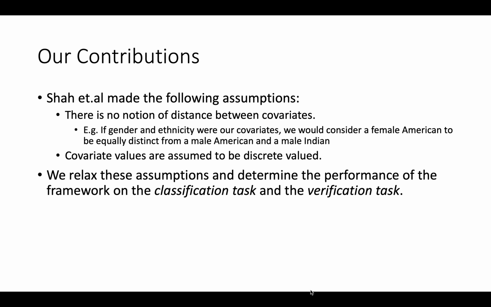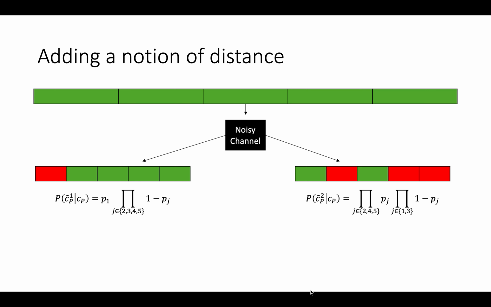So our specific contributions here are, we look at the assumptions that Shah et al. made, namely that there is no notion of distance between covariates. So if you have a pair of humans, then a female American would be equally different from a male American and a male Indian, which is indeed not the case. The other issue is that the covariate features are assumed to be discrete, which may not hold in many realistic scenarios. We relax these assumptions and determine the performance of the framework on classification and verification tasks.